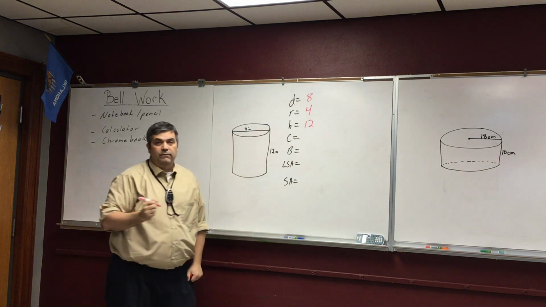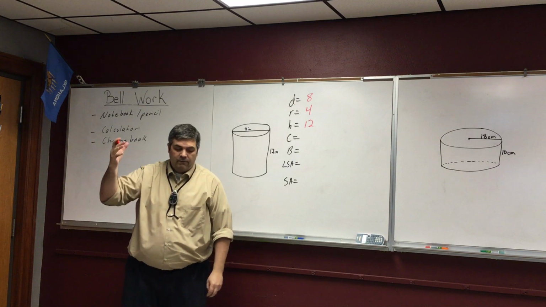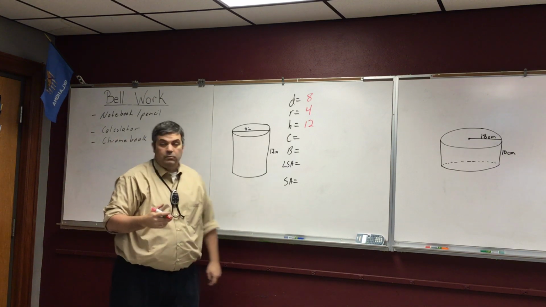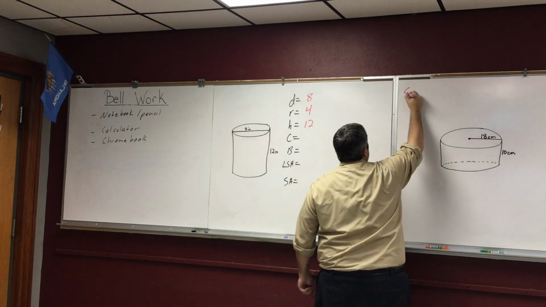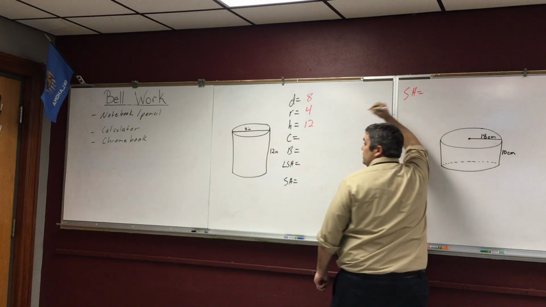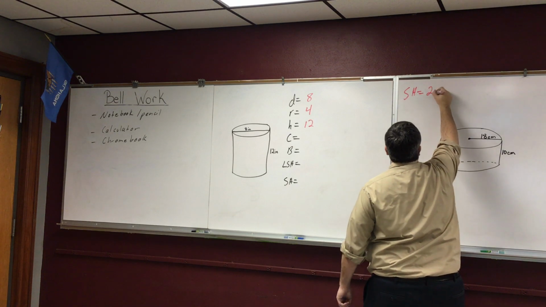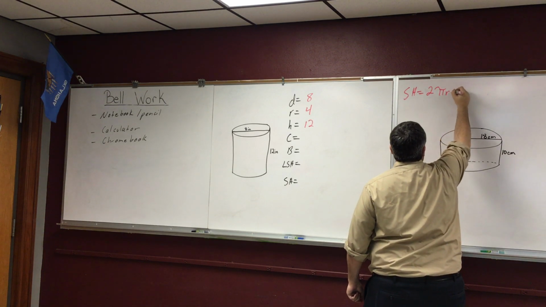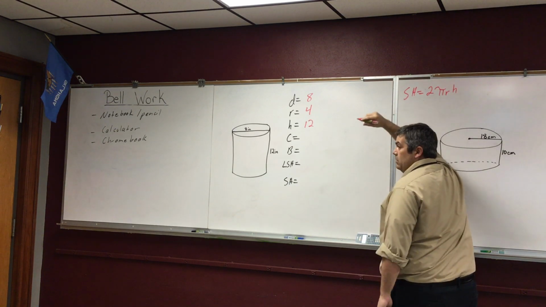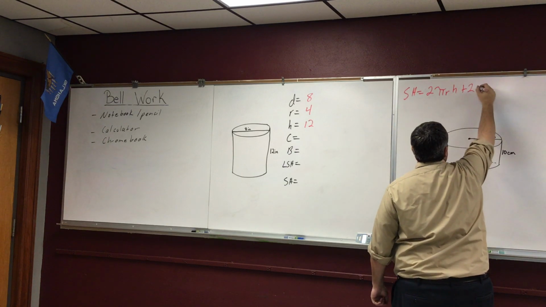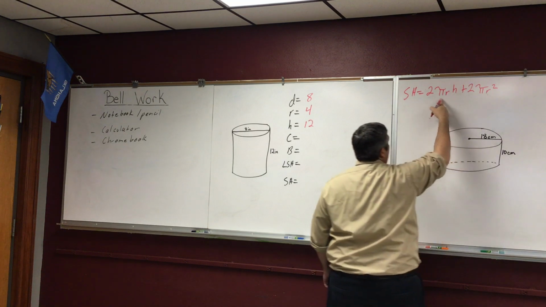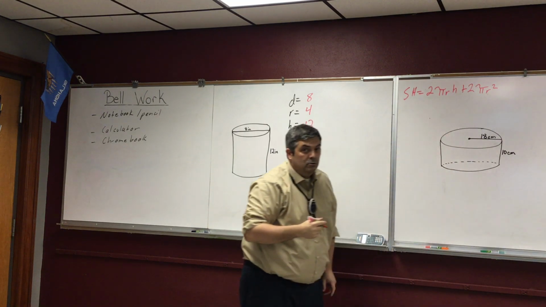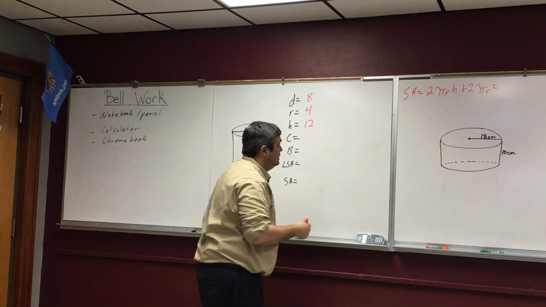Now I need my circumference. This is where I get to go to my formula, and I'm going to write down my formula real quick just so that I don't forget it. So surface area equals 2 pi r h plus 2 pi r squared. Now remember, this 2 pi r h, that's your LSA.